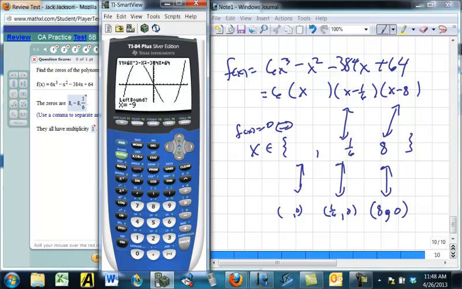Was negative 9 on the left side? I think so. Yeah, that's good. And then let's get something on the right side. That's good. And then a guess. That'll work. And negative 8.